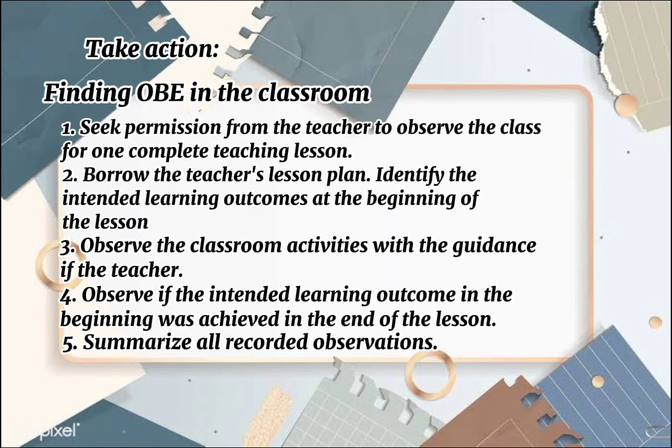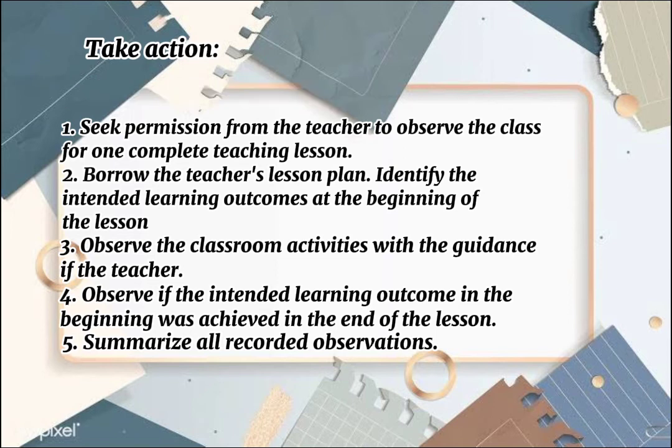Number 3, observe the classroom activities with the guidance of the teacher. Number 4, observe if the intended learning outcome in the beginning was achieved in the end of the lesson. And number 5, summarize all recorded observations.